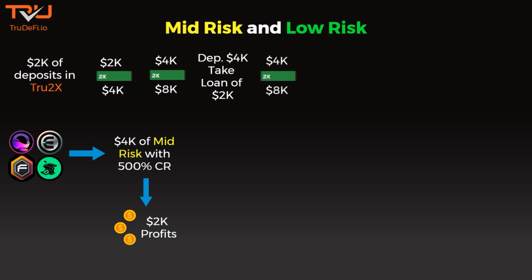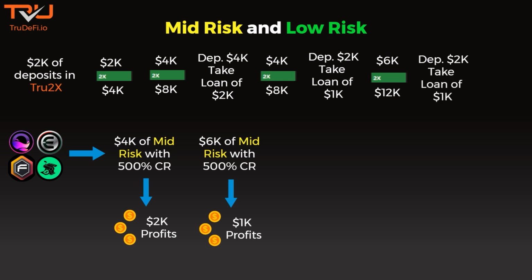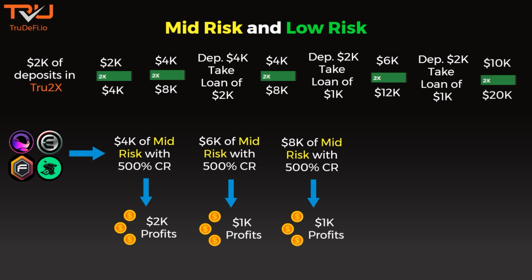The remaining 4K would be put back into Tru2X to double to 8, and then the process could be repeated by taking 2,000 this time, taking a loan of 1,000 as profit. Now the user has 6,000 worth of assets in vaults, staying at the mid-risk range with a 500% collateralization ratio, and extracting 1,000 in profits. Now the remaining 6 would be doubled to 12, and then another 2 could be taken out, leaving a loan of 1,000, taking profit, and then the remaining 10 could be doubled to 20.